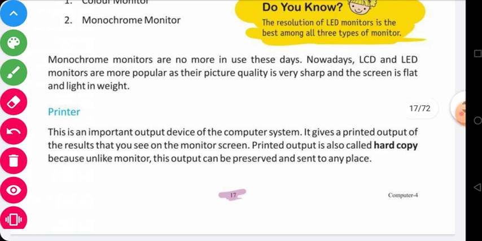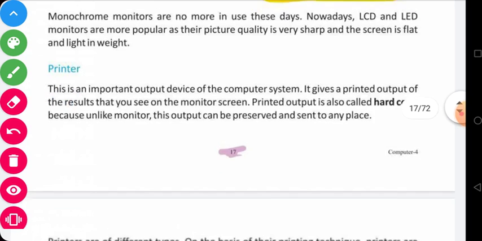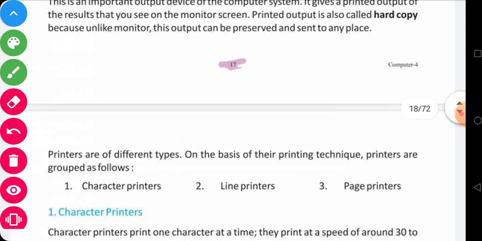Second type of output device is the printer. This is an important output device of the computer system. It gives printed output of the result in the form of hard copy, which we can see on the monitor screen. So that is the function of a printer.